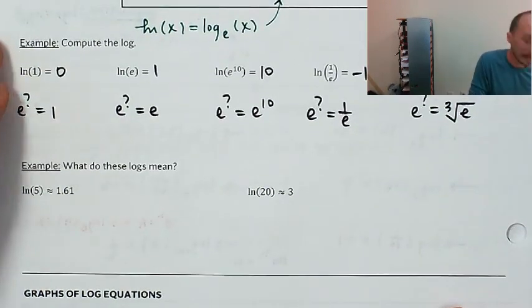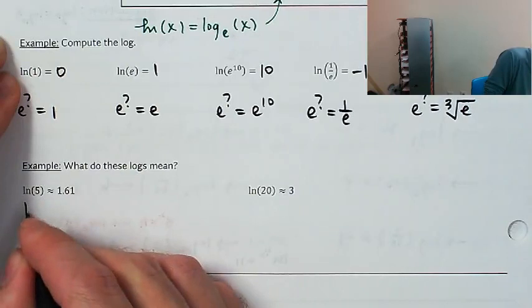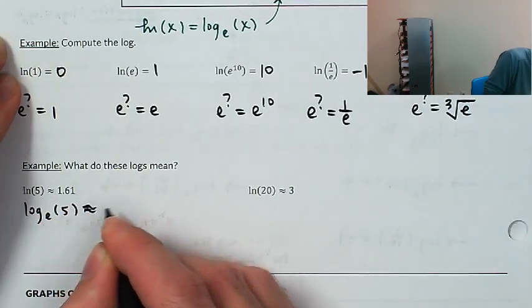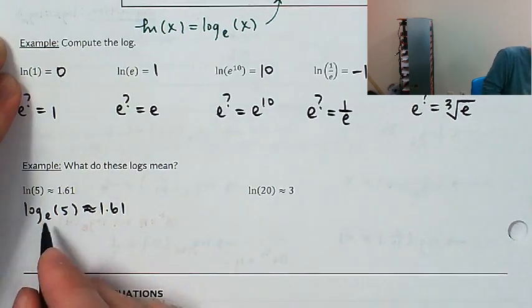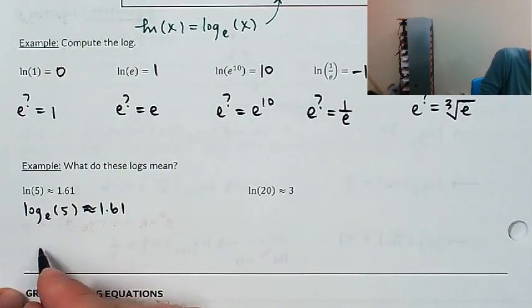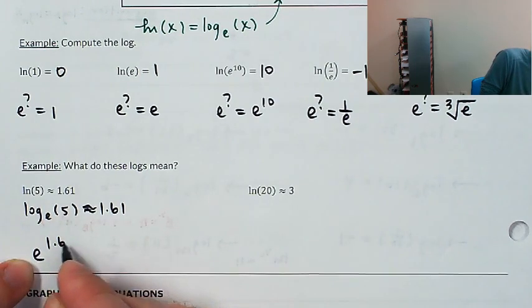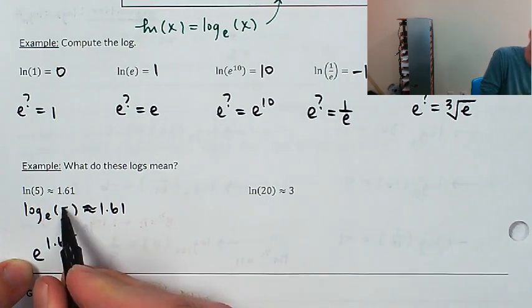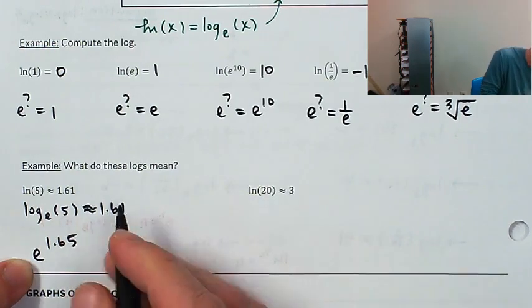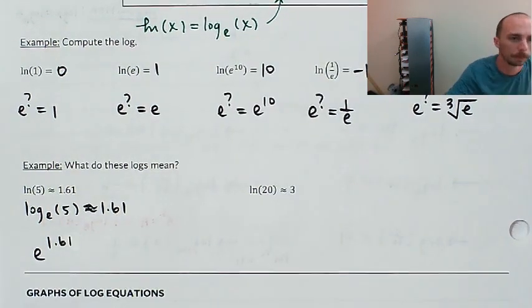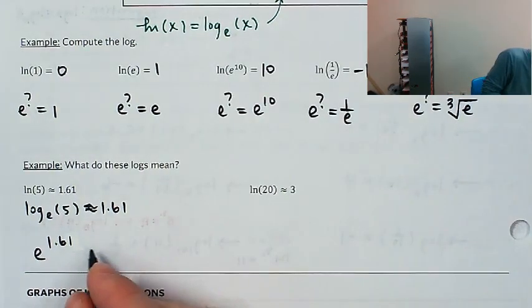What do these logs mean? This means log base e of 5 is approximately equal to 1.61, meaning that the base of the log is the base of the exponential. The argument's the answer, but I was pointing at the log, and that's the exponent: 1.61, not 1.65, pardon me. That's equal to 5, or I guess about equal to 5.